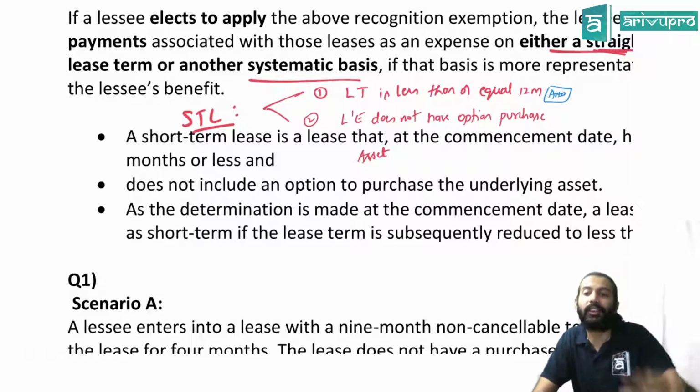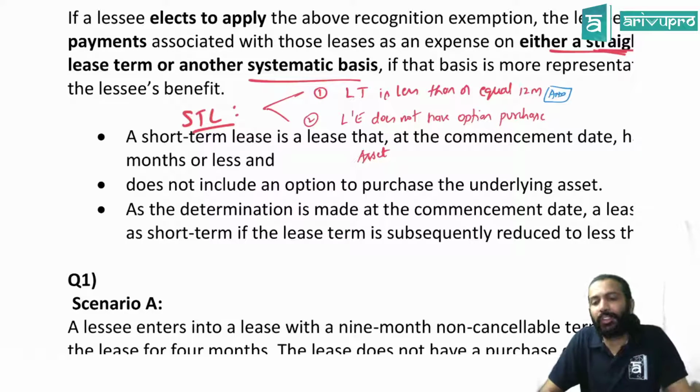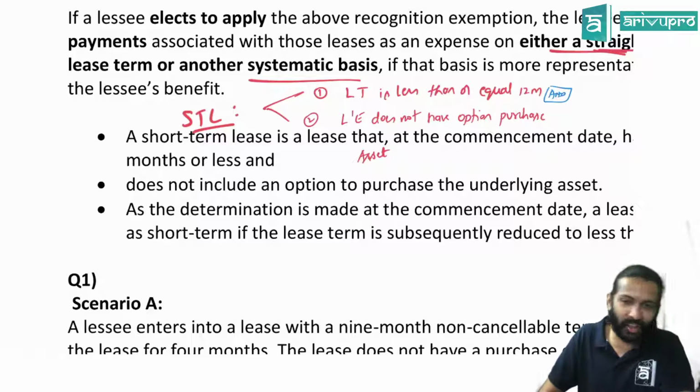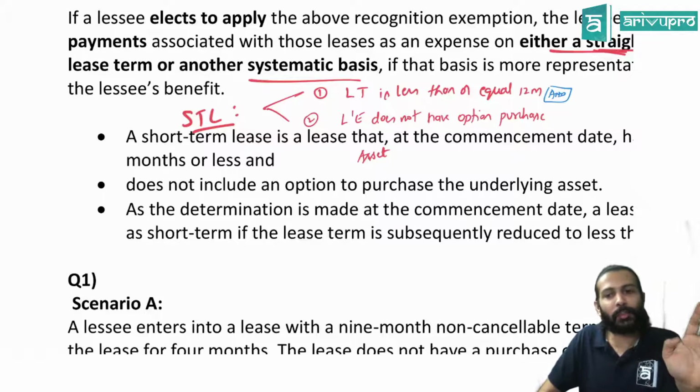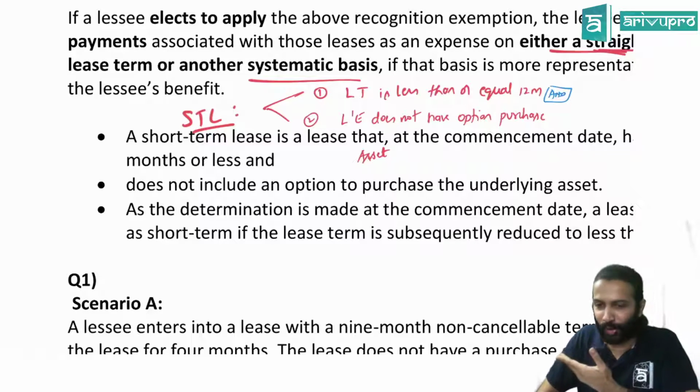At the end of the lease term, the lessee has an option to buy the asset. That option should not be there. If those two are satisfied, you call it a short-term lease. Logical, yes or no? If the lease itself is less than 12 months, why bother about lease liability and ROU? Because everything will go to P&L only. ROU will also depreciate within 1 year, and the lease liability will also be over within 1 year. Why ask him to find out IRR and do so much accounting? Let him follow the straight line method accounting.